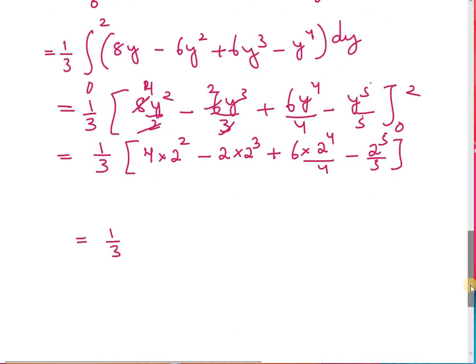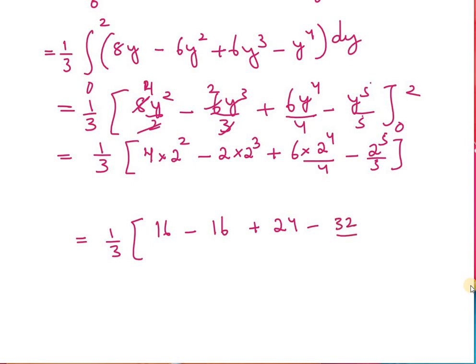It is 1 by 3. Then it will be 4 into 4 will be 16 minus, again this one will be 16. Then plus, so 2 into 2 will be cancelled. So it will be 6 into 4, it will be 24 minus 2 to the power 5, it will be 32 by 5. So this and this can be cancelled. It comes out to be 1 by 3, then 24. You can take the LCM. 5 2s are 10, it will be 120 minus 32.